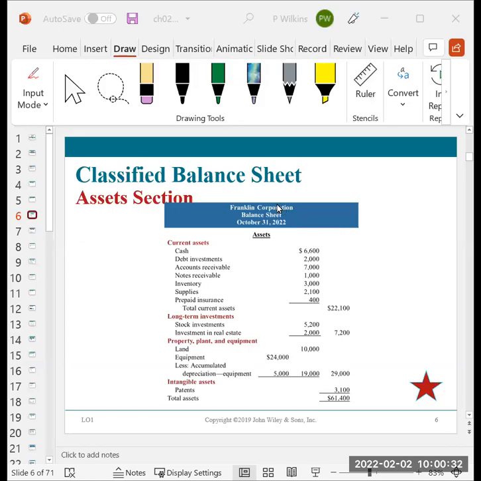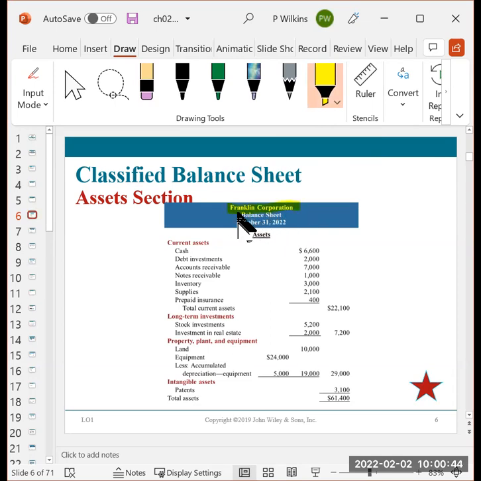The classified balance sheet assets section. So the first part, as normal, on the top of the statement we have the name of the company. This is Franklin Corporation. This is in your book. This is a balance sheet, and the date is October 31st, 2022. Just like before, the first section is the asset section. Okay, the assets always come first.